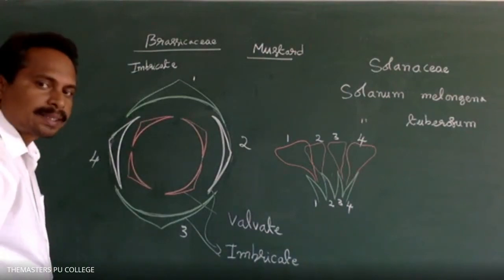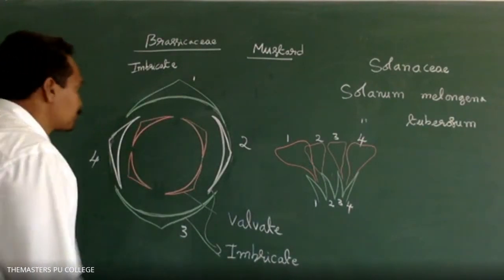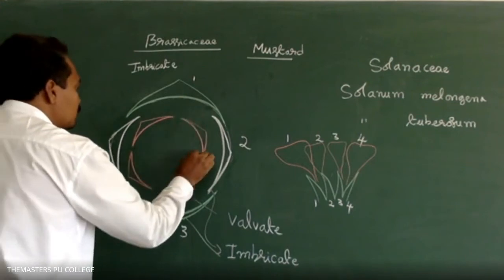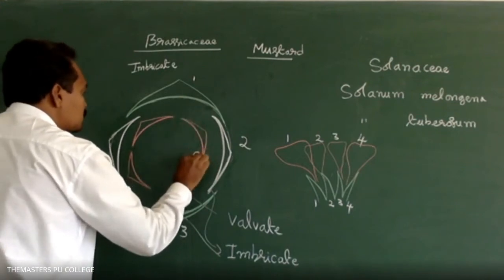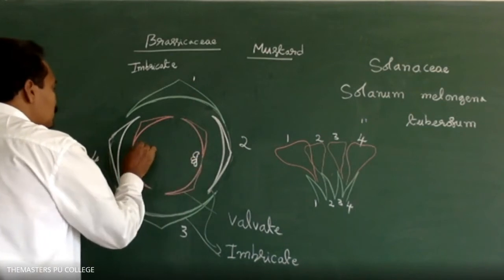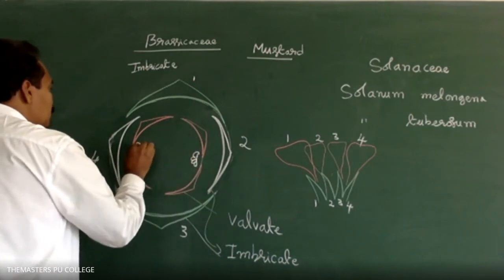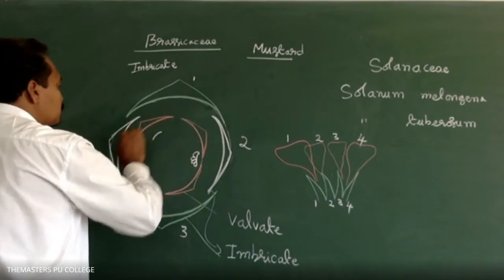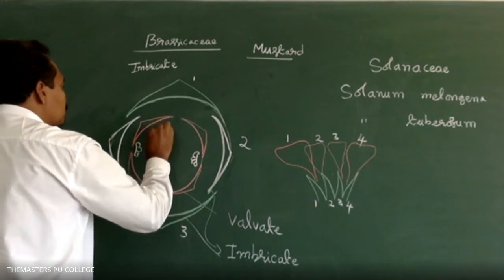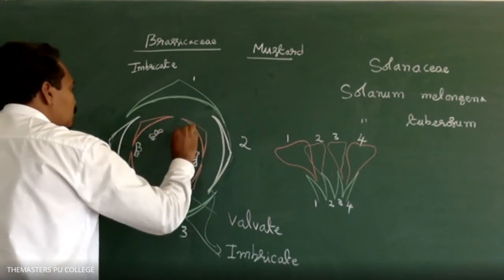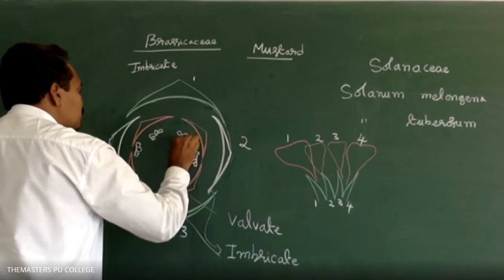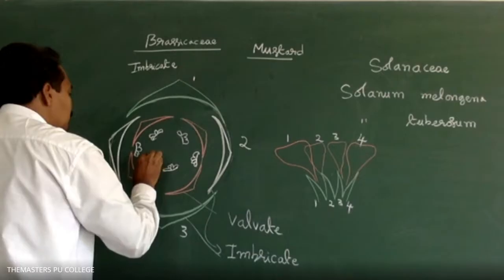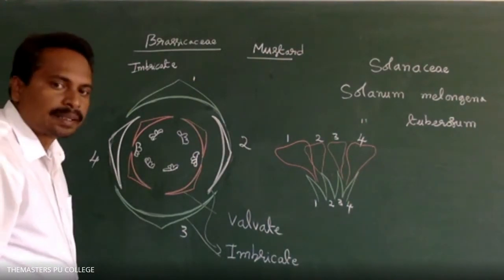Right. Stamens: 6 stamens are present. How many stamens are there? 6. Six stamens are present in a flower.